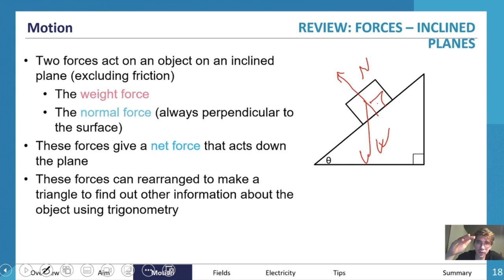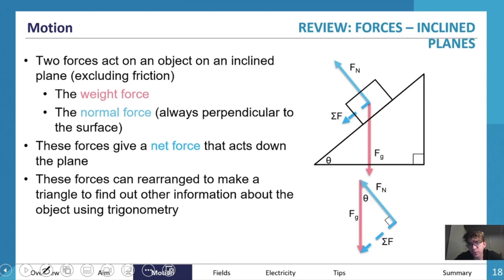Now combined, these forces will provide the net force. If you were to combine them, they will provide the net force that is going down. Now, these forces can be then rearranged. The slides have the drawings themselves. These forces can then be rearranged to find out more about what is happening.